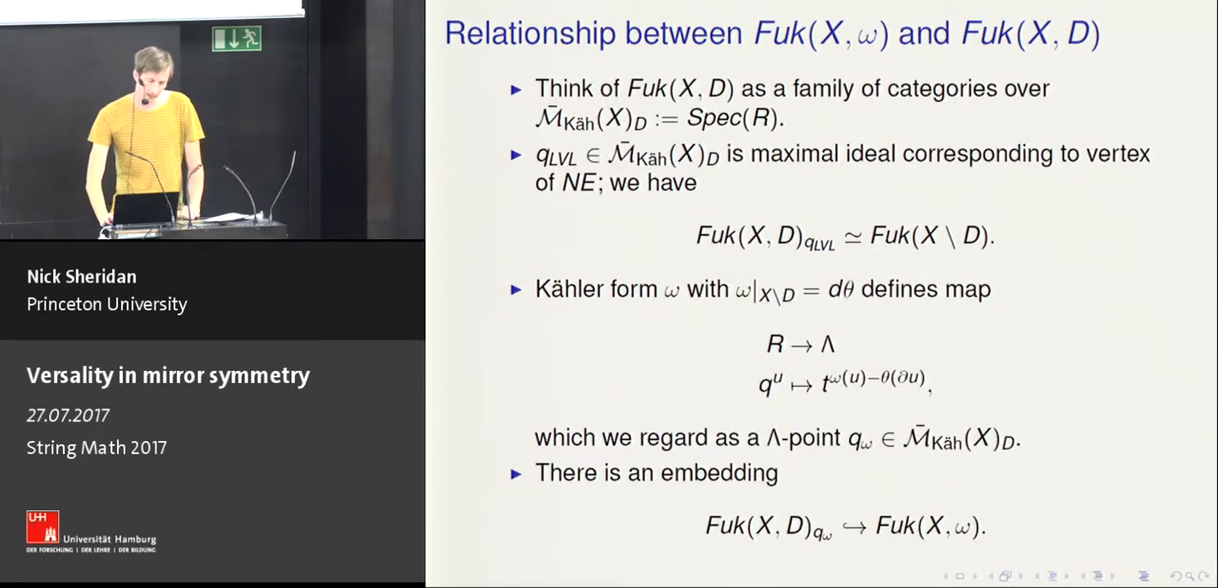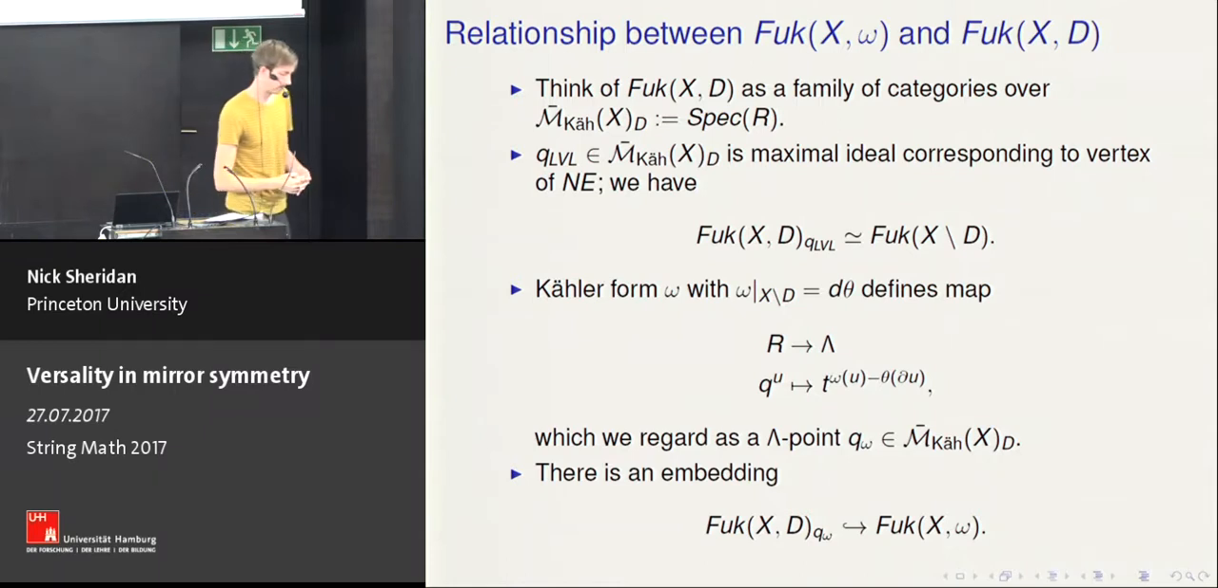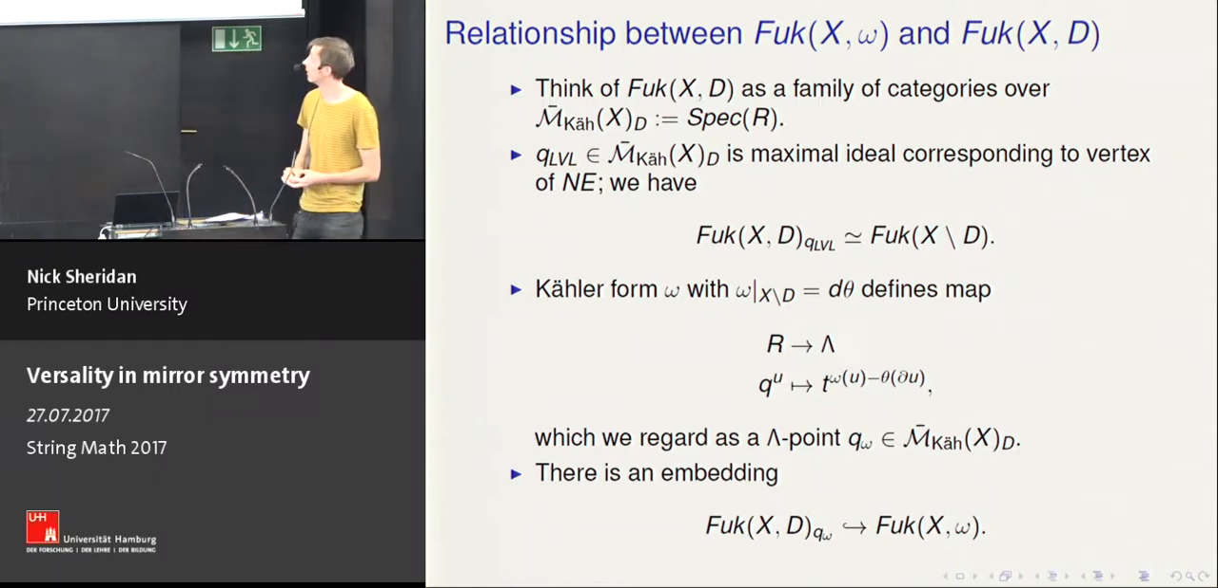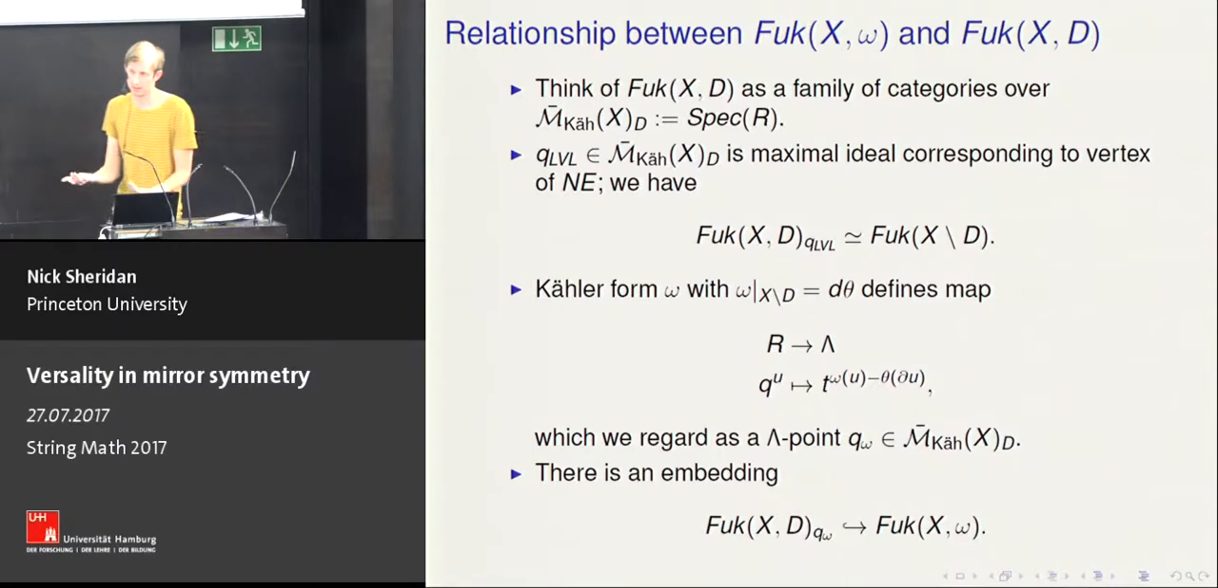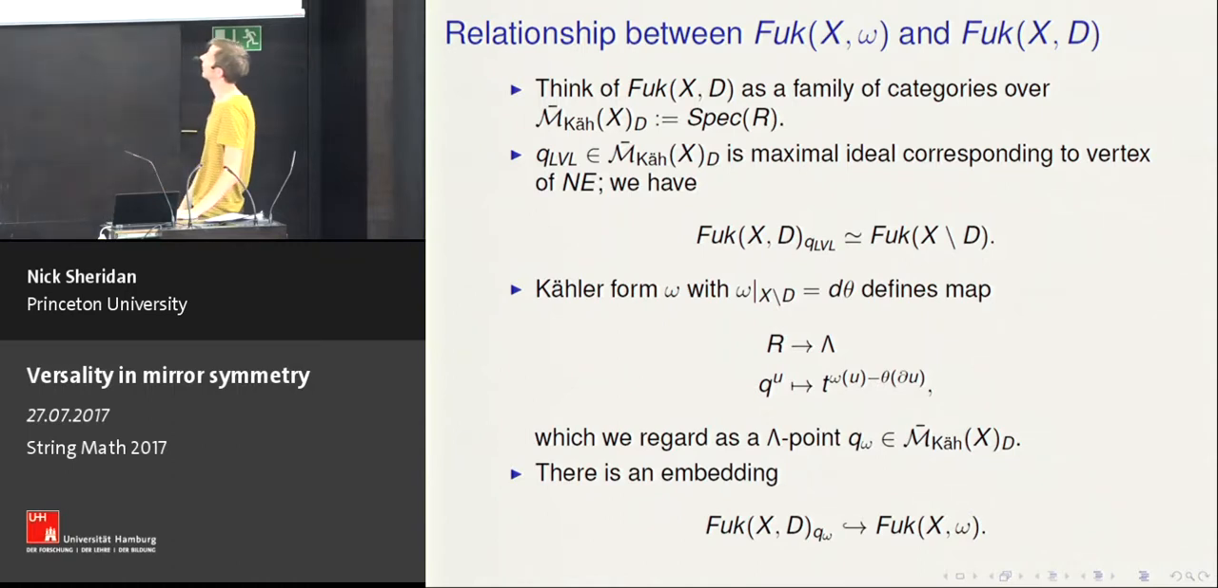And the point of this category that I've defined is that it can be thought of as a family of categories which incorporates all of the Fukaya categories of X with a symplectic form omega, where omega is spanned by the components of this divisor D. So we can think about it as a family of categories over Spec of R, this coefficient ring that I just defined.